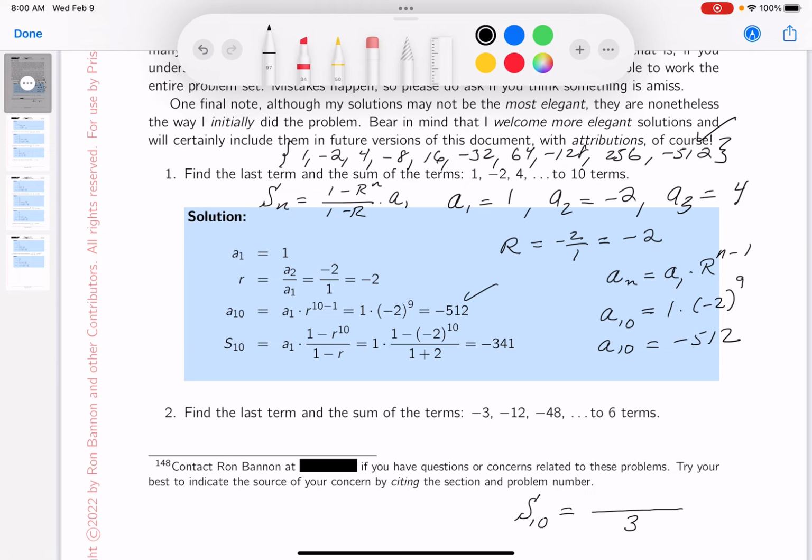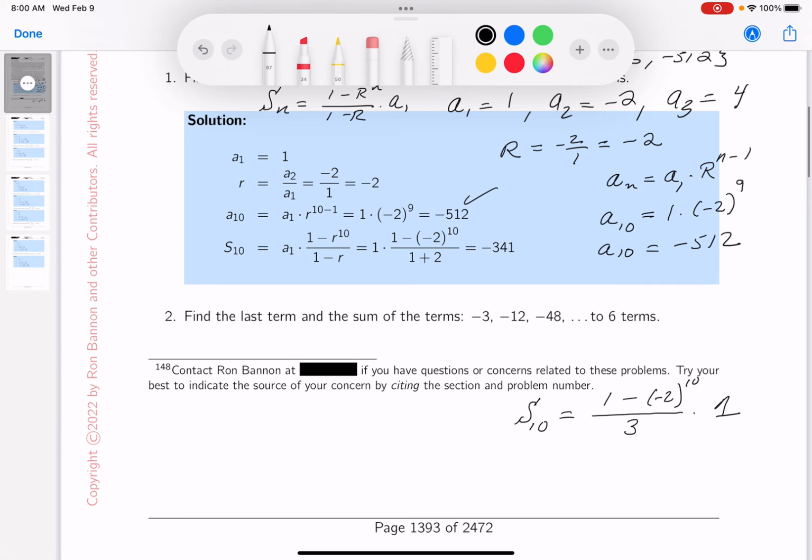What goes on top? 1 minus, well, R to the n. And what's R? R is -2. n is 10. And we'll do that later. All right, what do you get for A1? A1 was 1. The objective here now is to actually do the arithmetic, if it's not too difficult. Let me write this down for you. S10 is equal to, again, this is 3. This will be 1 minus, well, let's say 2 to the 10 is going to be 1024.